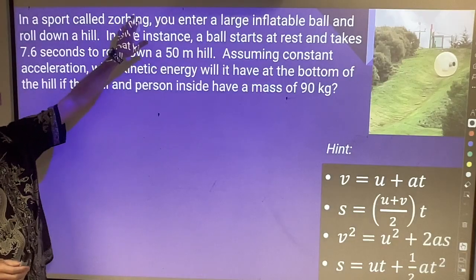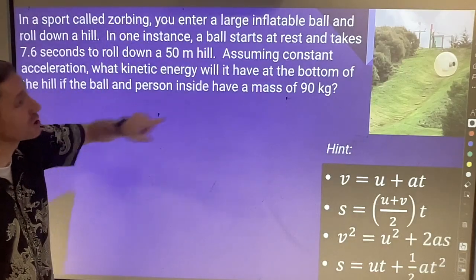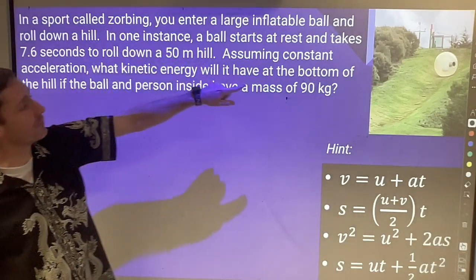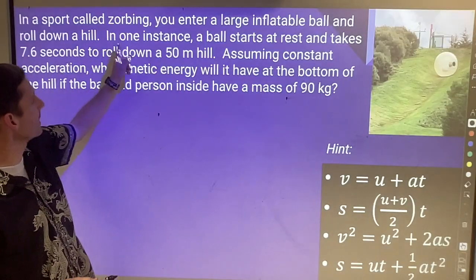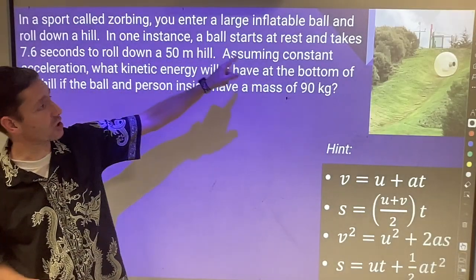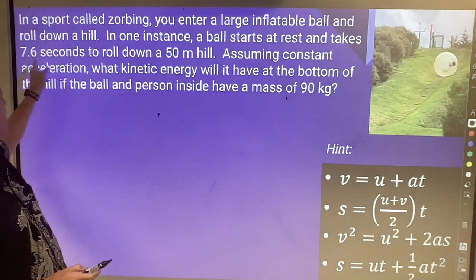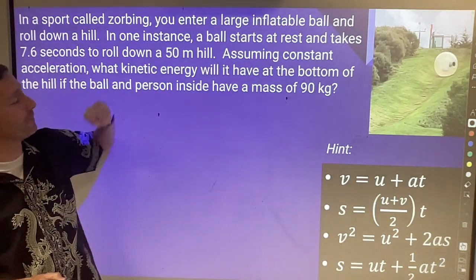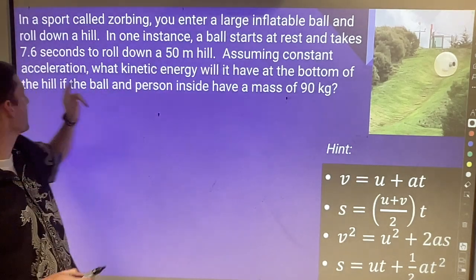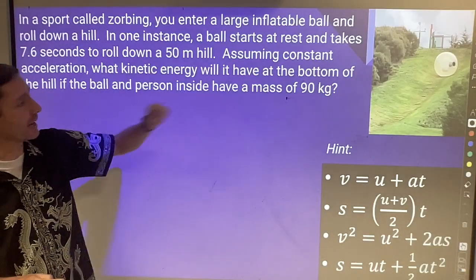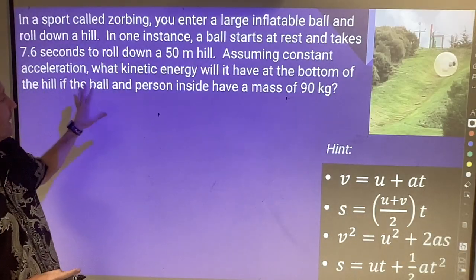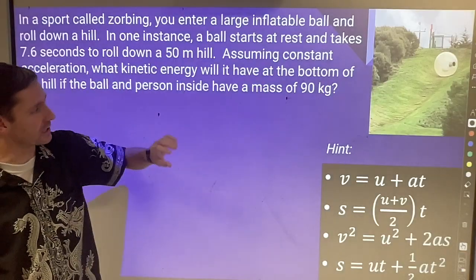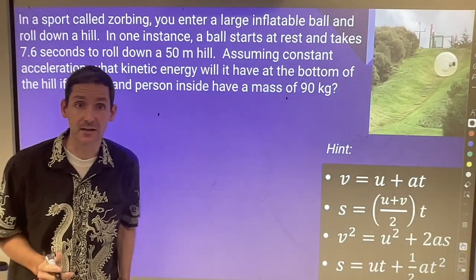In a sport called zorbing, this is actually a real sport, you enter a large inflatable ball and roll down a hill. In one instance, the ball starts at rest and takes 7.6 seconds to roll down a 50-meter hill. Assuming constant acceleration, what kinetic energy will it have at the bottom of the hill if the ball and the person inside have a mass of 90 kilograms?